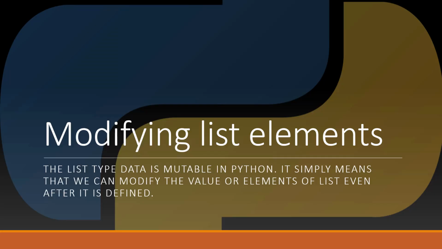Now unlike tuple and string, which are immutable, the list data type is mutable in nature. It simply means that we can modify the values or elements of the list even after it is defined. Now to change the element value in the list, we can use indexing, and we need to use the assignment operator to modify the element value. So let us understand this implementation with the help of an example.